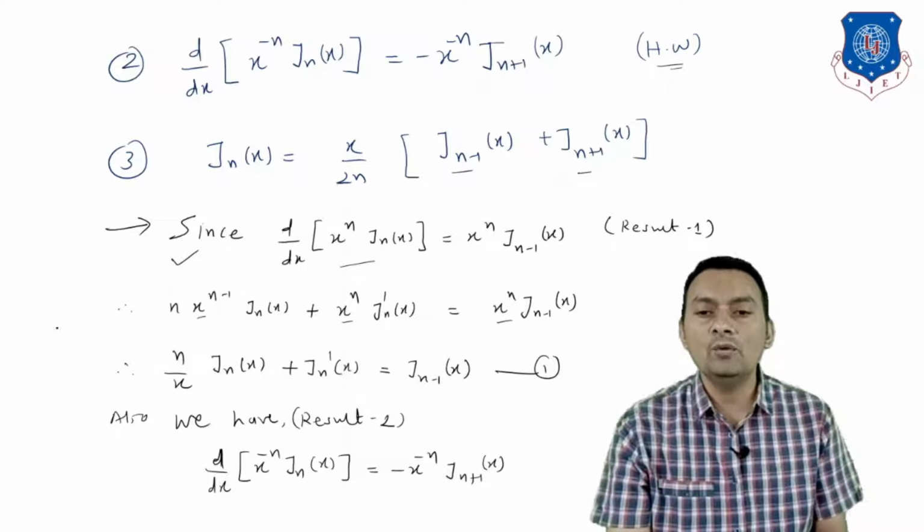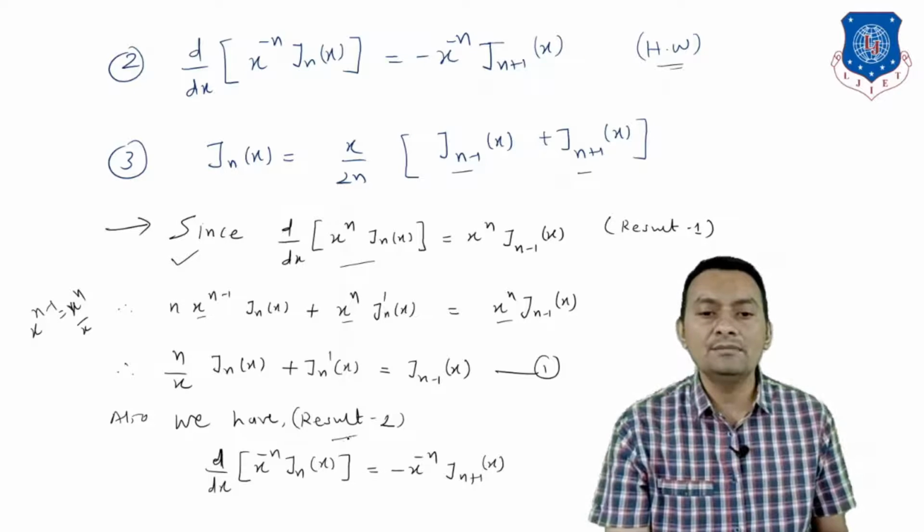So what we will have, this can be written as x raised to n minus 1 is equal to x raised to n divided by x. So x raised to n will cancel out, so we will have n by x Jn x plus Jn dash x is equal to Jn minus 1 x, so result number 1.